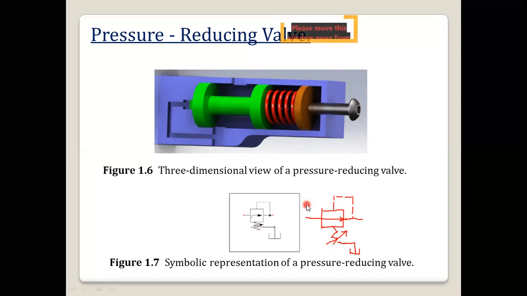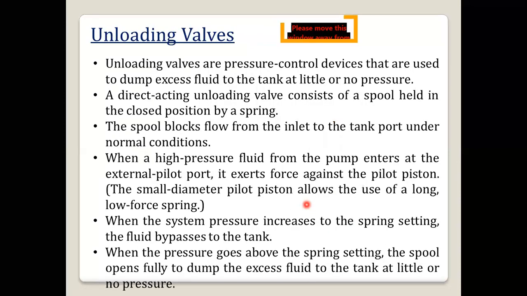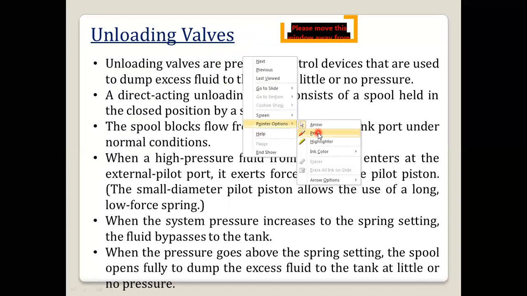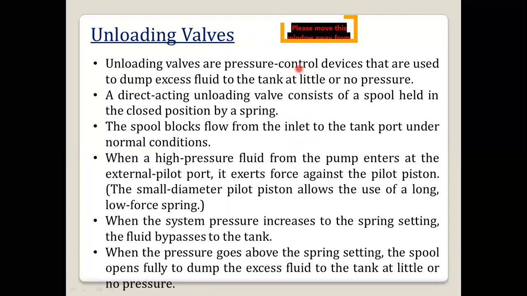Okay, so in this way you have to draw the ISO symbol. Then the third type is the unloading valve. We use unloading valves for dumping the excess fluid to the tank at little or no pressure. So what we will be doing is we will bypass the high pressure oil to the tank.